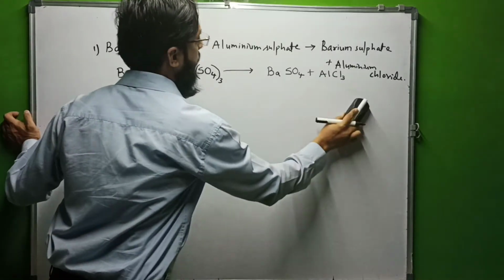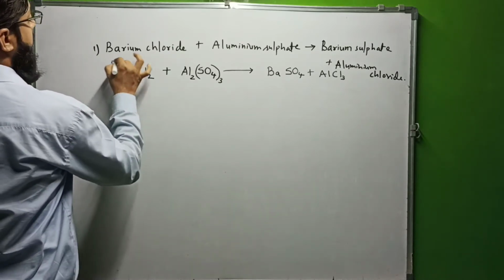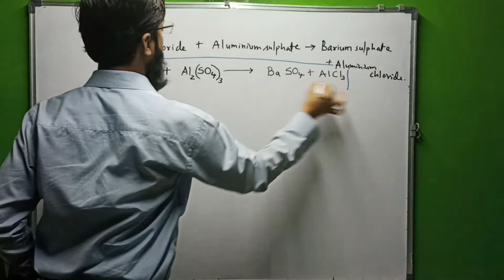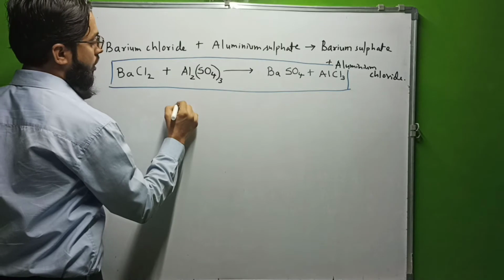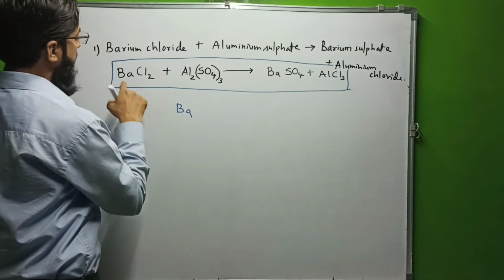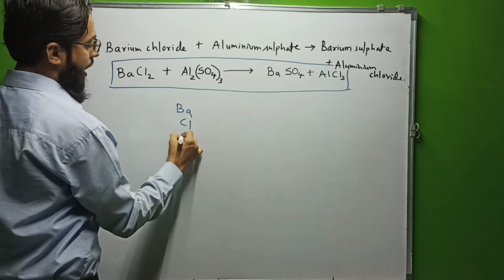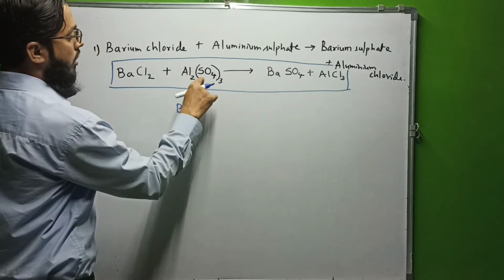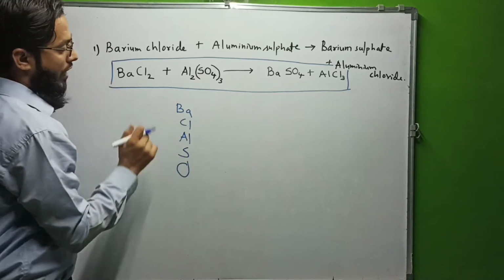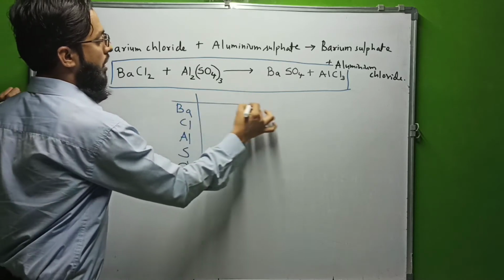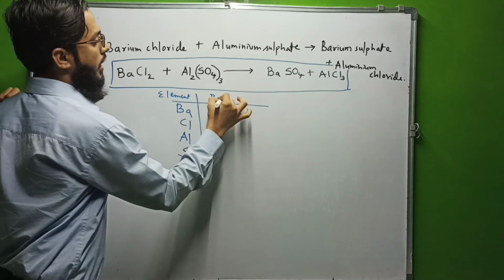Now dear students, we have to balance this equation. So what we have to do? We have to write down the elements. How many different elements do we have? We have barium, chlorine, aluminum, sulfur, and oxygen. That's it, just 5 different elements.